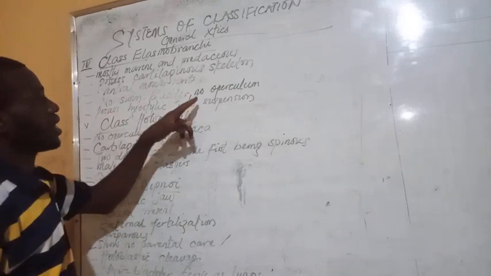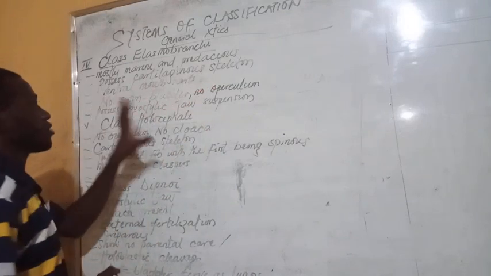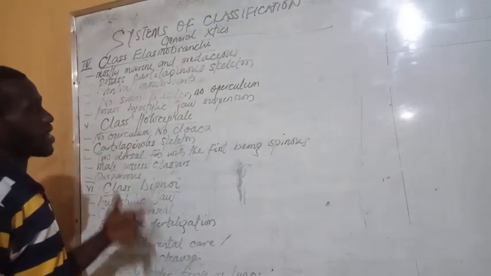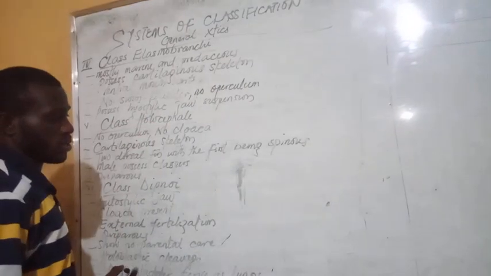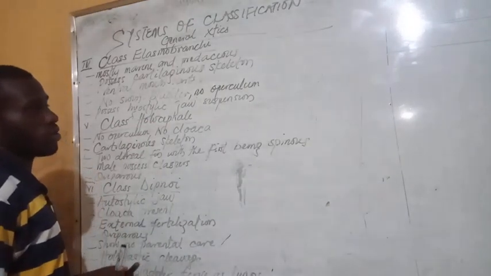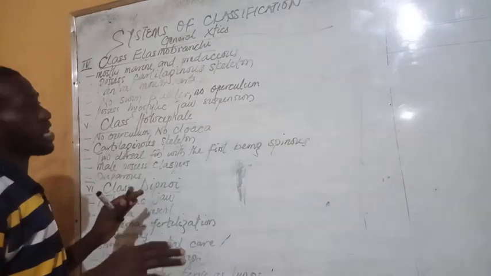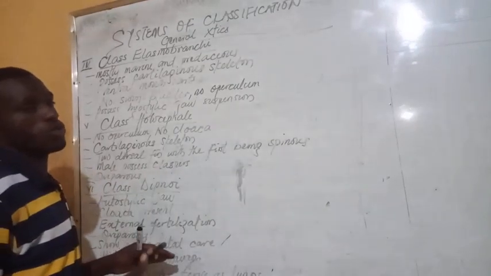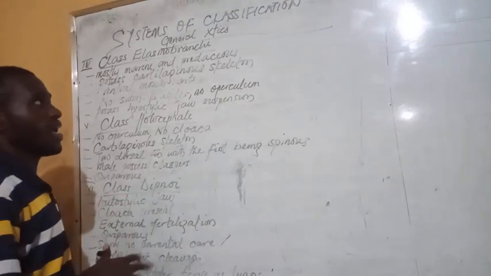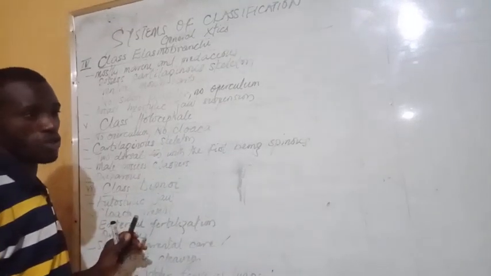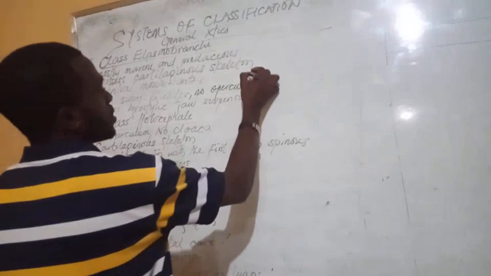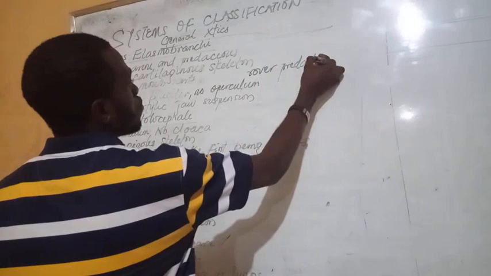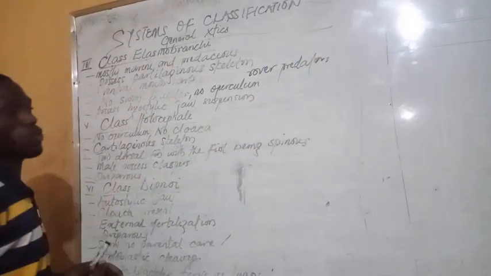No swim bladder, no operculum. So they don't have swim bladder and they don't have operculum. Now, how do they float? They actually float by using the water pressure to create lift for themselves. Hence, they cannot stand in one position. They are called rover predators, meaning that they have to constantly move in order to float on water.